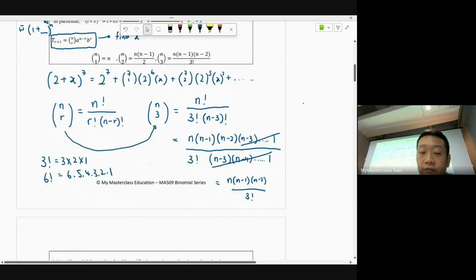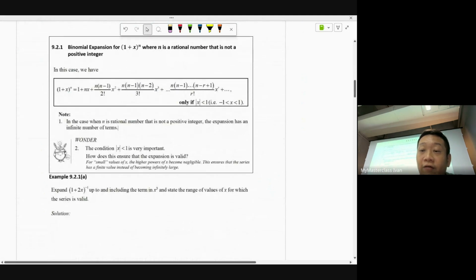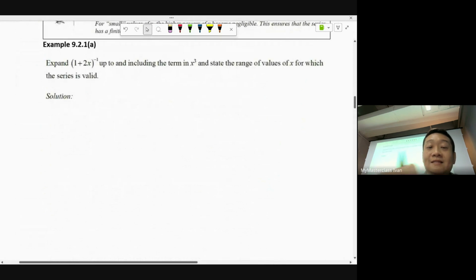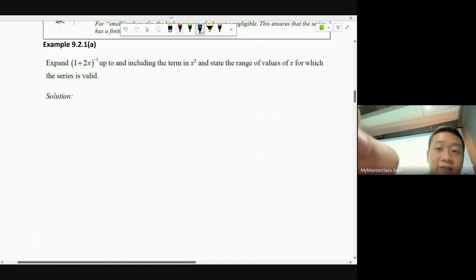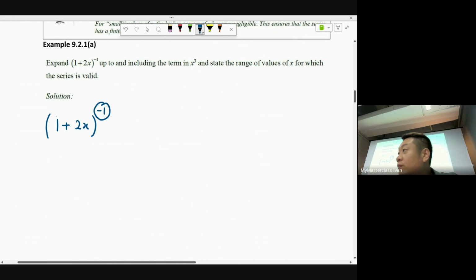Now binomial is a very, very muscle memory kind of question. Okay, muscle memory kind of question. Number one, remember, you must always start with 1 plus something or 1 minus something. So this is 1 plus 2x. Now, in JC, can you see the power is not a number anymore? Okay, so I want to teach you how to do this. So first, you always start with 1.